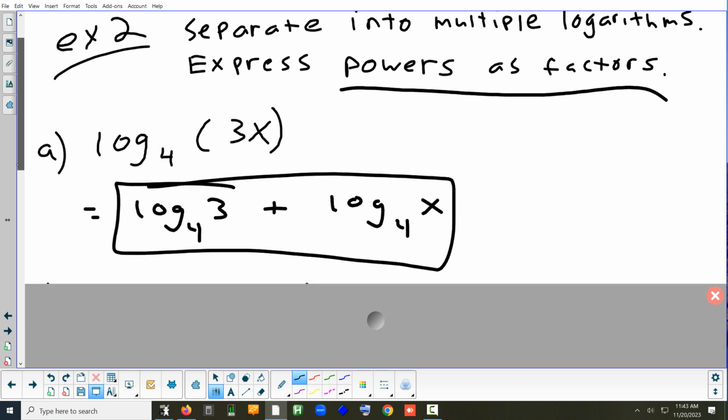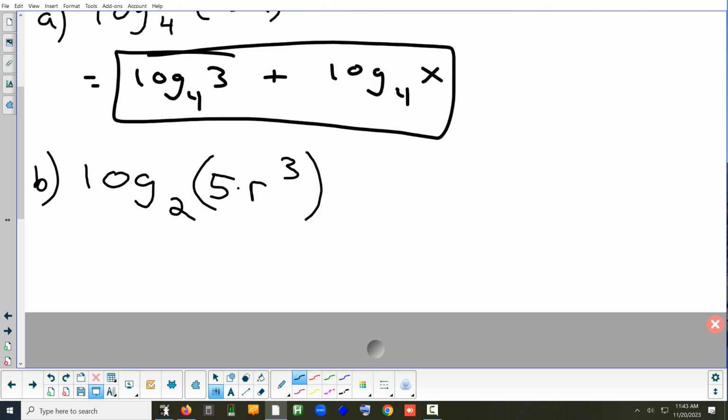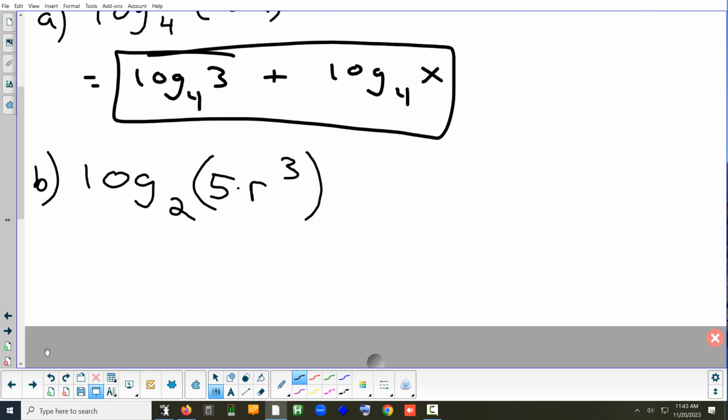Any question on that one? All right. Let's try this one. Log base 2 of 5 times r cubed. What's going on inside the parentheses there? Is it a product or a quotient? It's a product. So again, it's going to be 2 logs. And because it's a product, is that a sum or difference? That's a sum. My base on each log? 2.